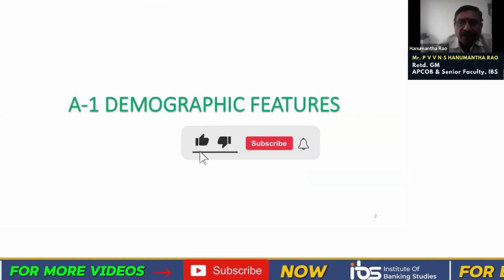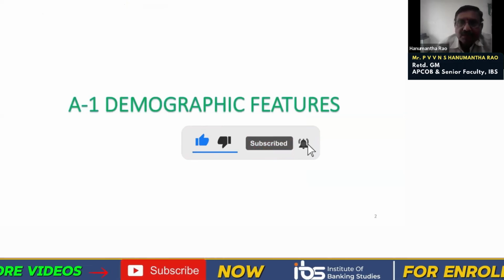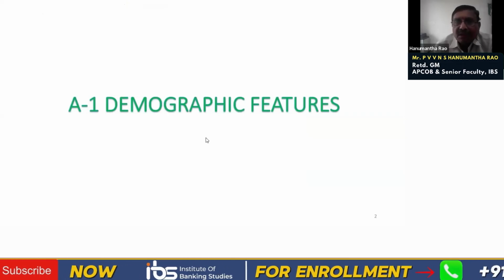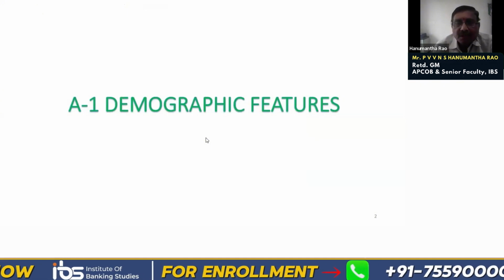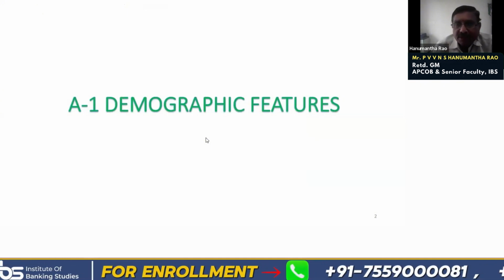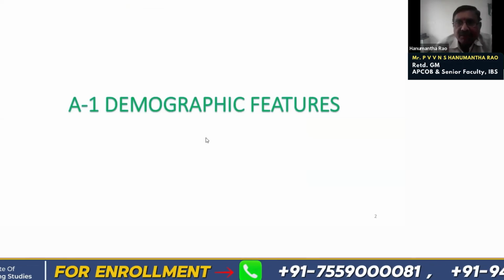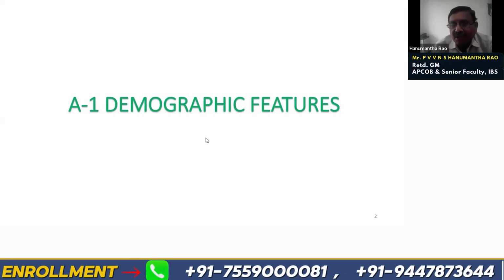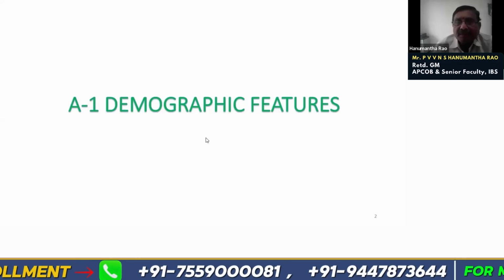Friends, our first and foremost unit is demographic features. What is demographic and all these things I will explain to you. Actually, in this rural banking, we will have statistical information. So we have to remember the statistical information. Further, we didn't find the latest information. Why? Because our census was done only in the year 2011.